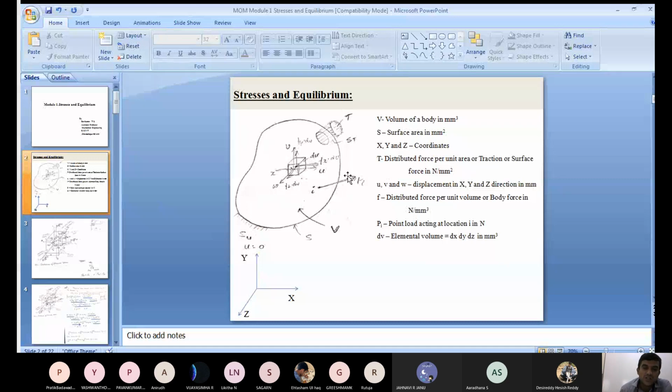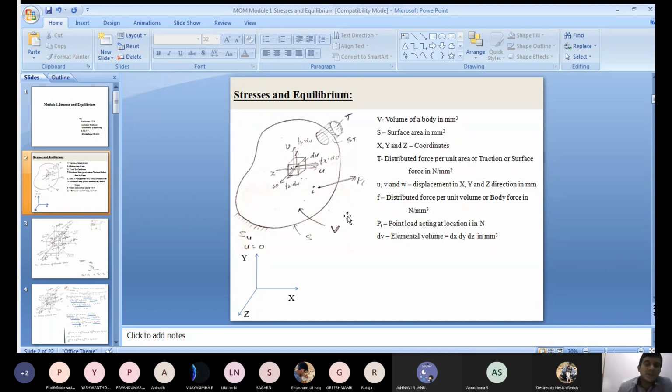Consider an aircraft structure or any body, a structural member, having volume V and surface area A, subjected to several loads. What loads are acting on the three-dimensional body? One is body force, meaning force per unit volume, Newton per millimeter cube. Second is traction or surface force, meaning force distributed per unit area. Third is point load, where the load occurs at a particular location, at a particular point.